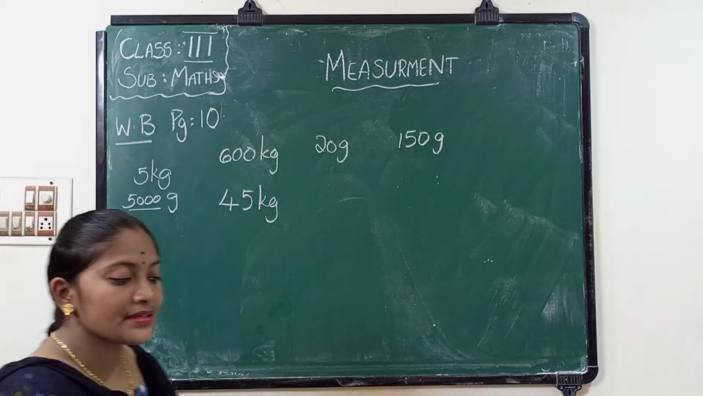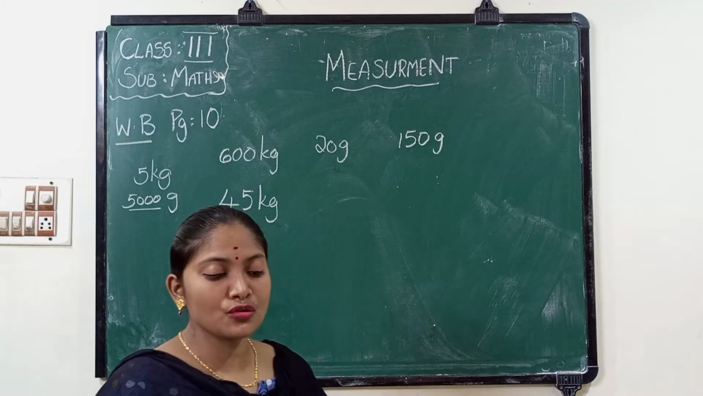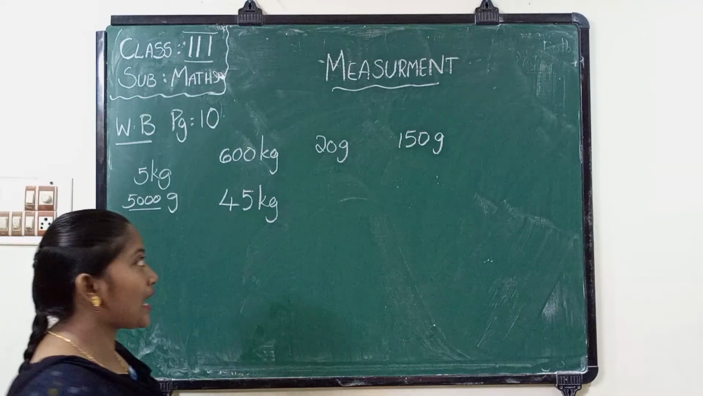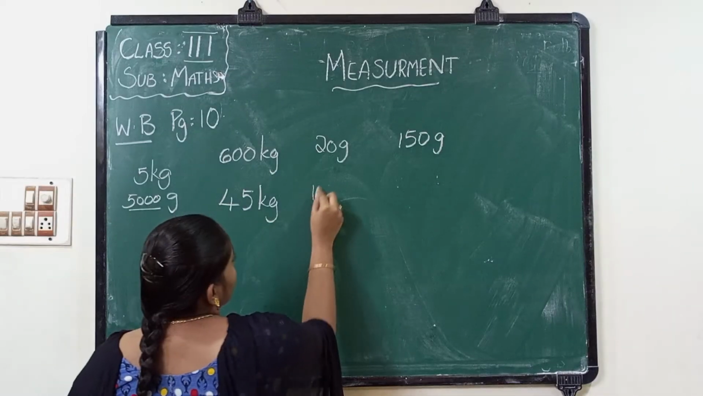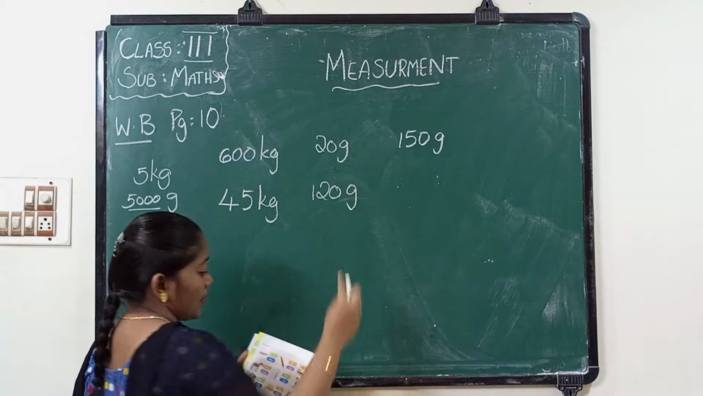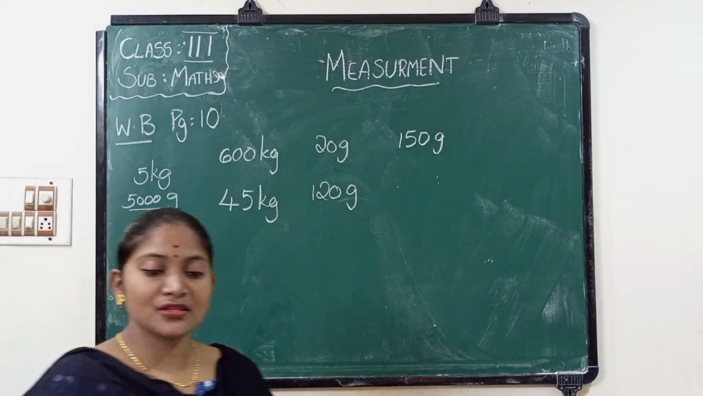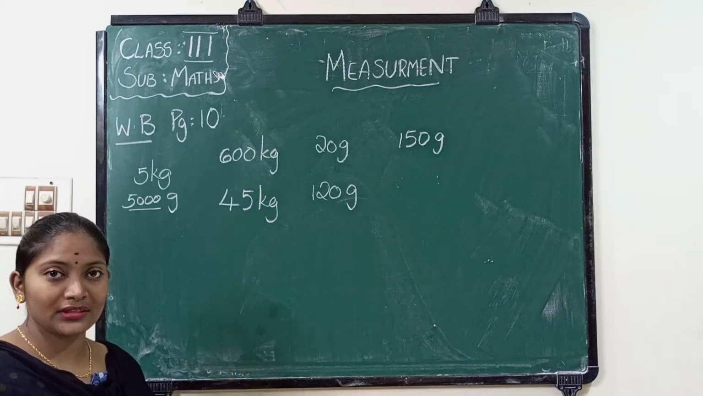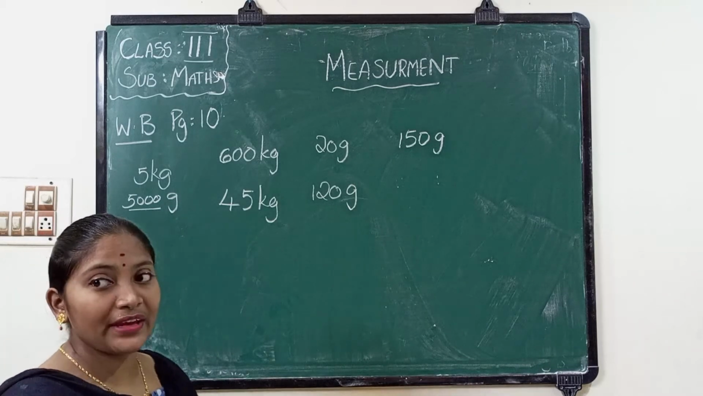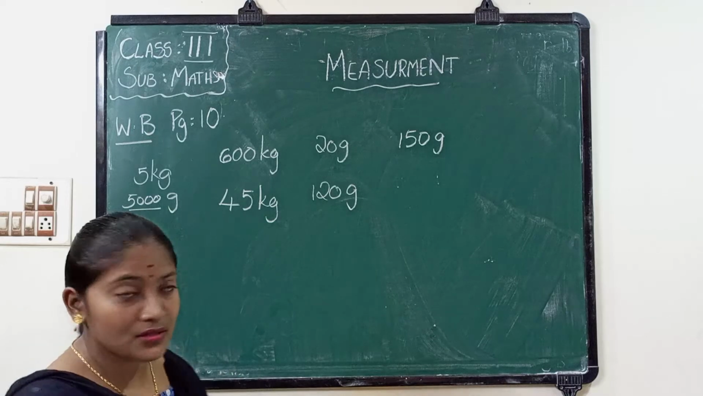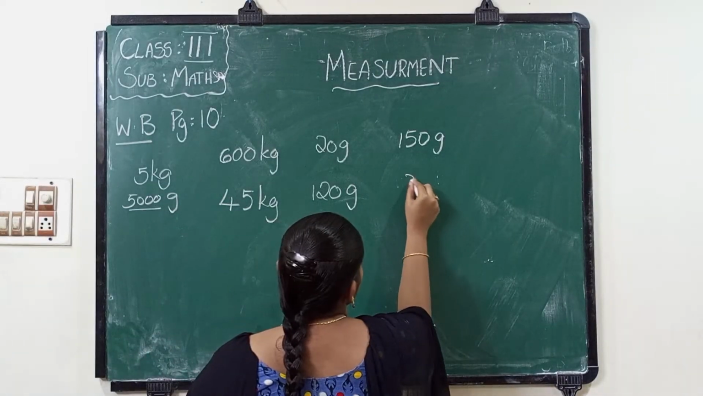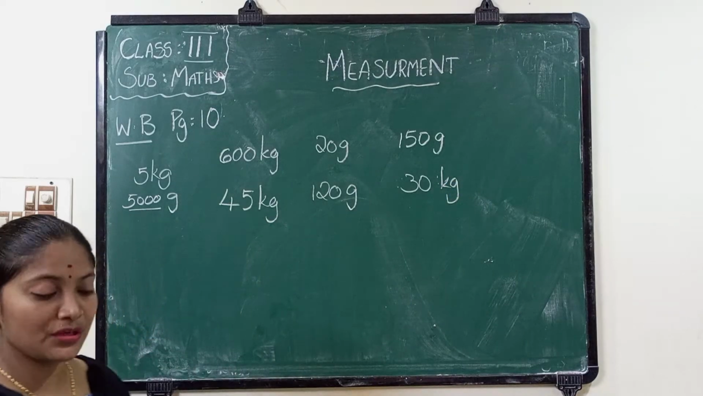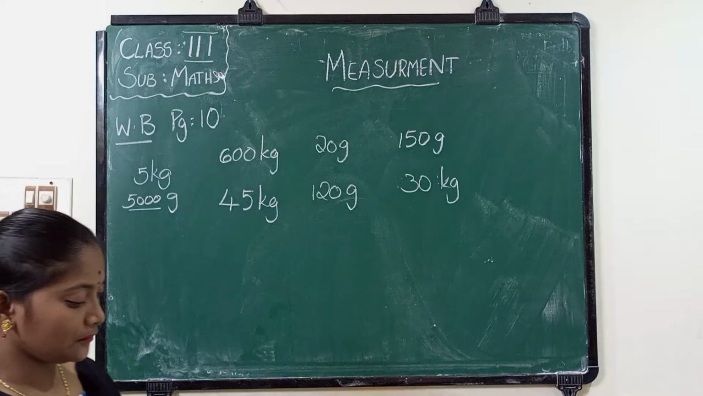Next one, ice cream cone. It's 120 grams or 2 kgs. Actually, the weight of an ice cream cone is 120 grams. And the next one, boy, 30 kgs or 30 grams. Actually, our weight is more than 30 grams here. So the weight is 30 kgs. Kg means kilograms. G means grams.